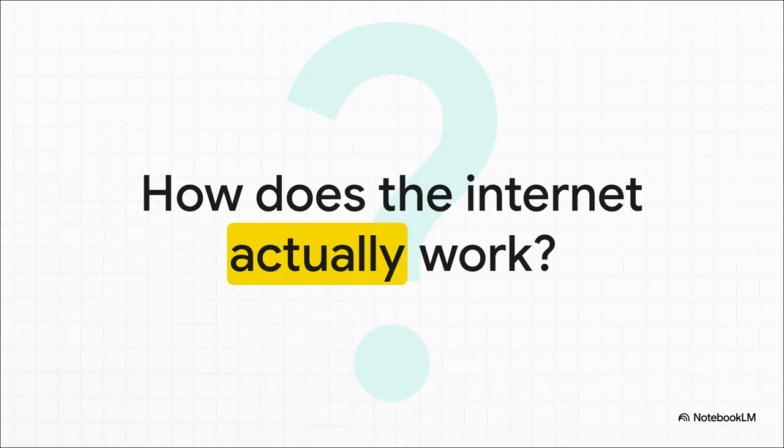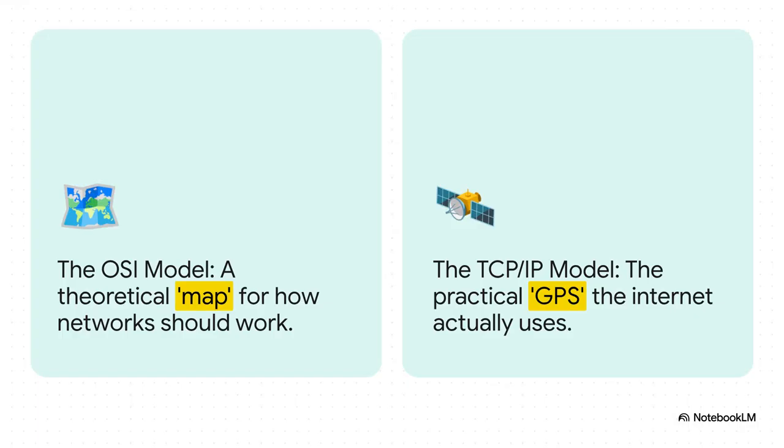It really is a simple question, right? But the answer? Oh, it's this brilliant, layered system that makes global communication happen in like the blink of an eye. We use it every single day, but how does a request from your computer find its way to a server halfway across the planet and back again? Well, let's find out.